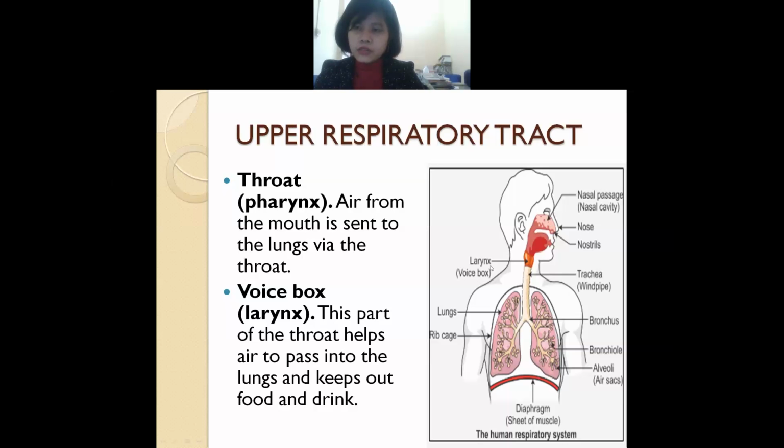Next is larynx. It is also known as voice box. This larynx, they are also known as voice box. And this larynx, what does it help in? It helps the air to pass into the lungs. And this larynx or else voice box, what is the function? It helps the air to pass inside it.